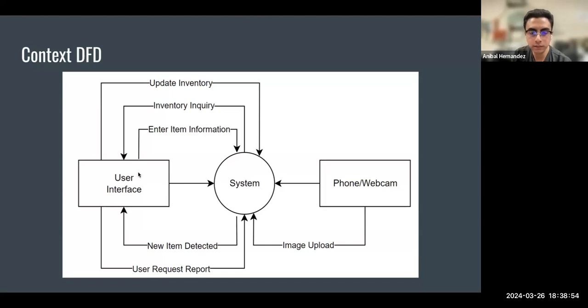so it goes to the user interface, and from the user interface the user can enter the item information, and then it goes to the system. Then the user can request a report, which goes from the user interface to the system. The user can also update the inventory, which goes from the user interface to the system. And that's about it for the context DFD.